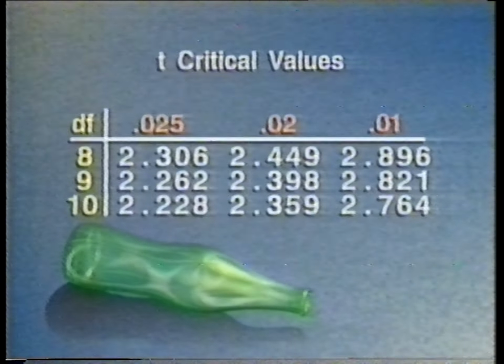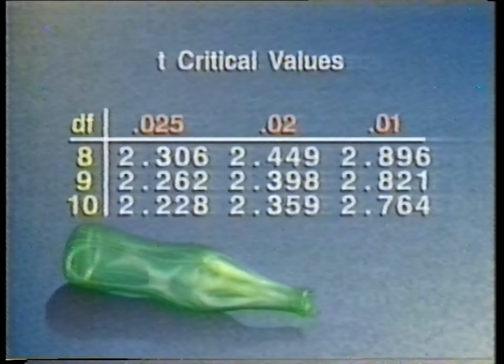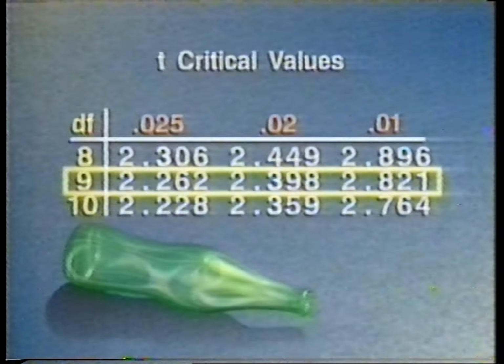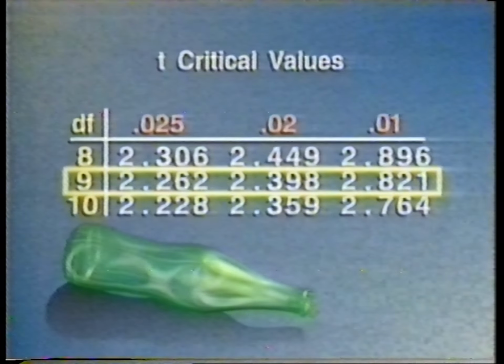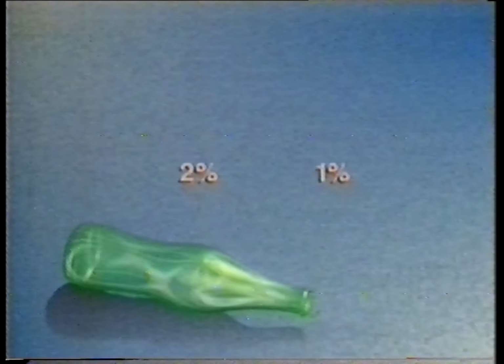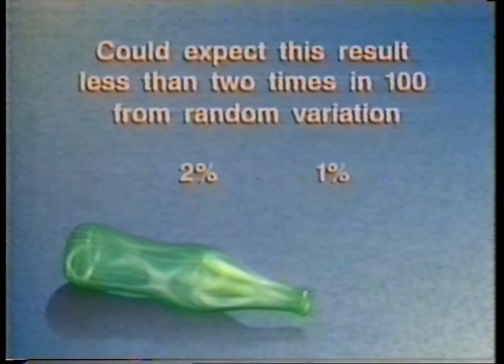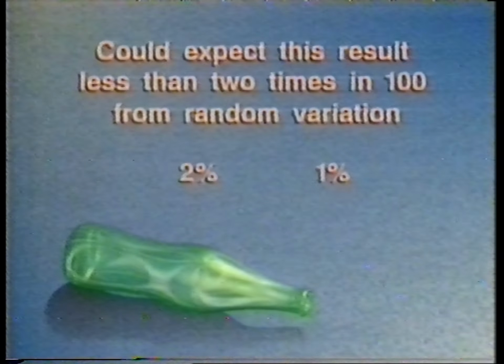To do that, we use our table of critical values for t. Since our sample size was 10, we look in the row for 9 degrees of freedom. The table shows that 2.8 lies between the 0.02 and 0.01 critical values. That's between 2% and 1%. This means we could expect a drop in sweetness as large as we found, fewer than 2 times in 100, if nothing was happening here but normal variation. That's strong evidence that our null hypothesis is false. The sweetness of the test soda does deteriorate significantly over time.